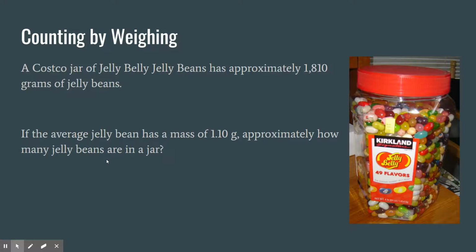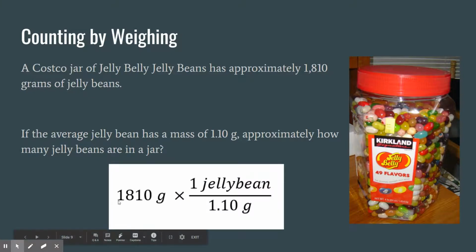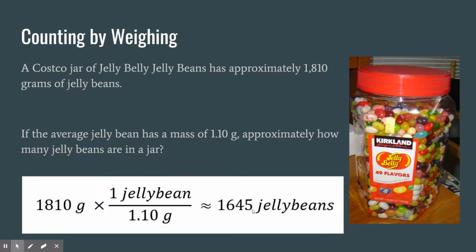And here's what it looks like. I know that the jar has 1,810 grams roughly. I know that one jelly bean is 1.1 grams. So I can just plug this into a calculator and solve, and I'll figure out that it's about 1,645 jelly beans. Now, in dimensional analysis, what I'm doing is using the units to guide the math. So grams is what I'm starting with. I need to cancel out grams, so grams is going to go on the bottom, and what I'm going to solve for goes on top. So one jelly bean, that's how much it weighs. We'll see it come up again.